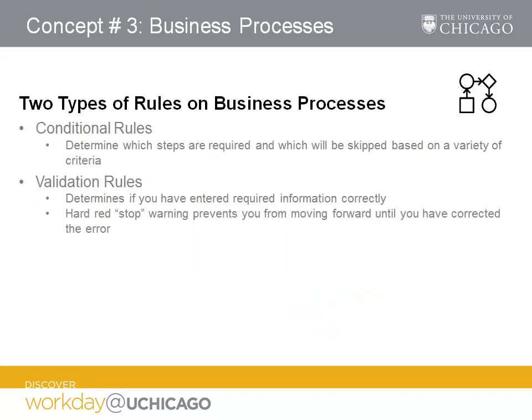Two types of rules sit on business processes, the first of which is conditional rules. These determine which steps of a business process are required and which will be skipped based on a variety of criteria, including employee type, supervisory organization, and the reason the process is being initiated. For example, during the hire process, a student position does not need to be approved by a budget partner. The second kind of rule is a validation rule, which is a hard red warning that will prevent you from moving forward until the process is revised. These errors are most often a result of missing information that is required by UChicago or mismatched information.